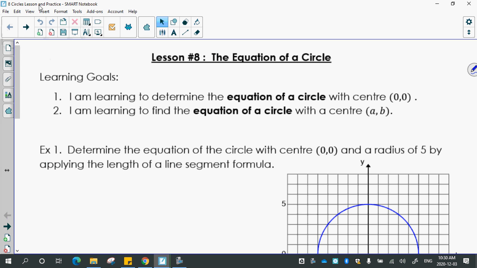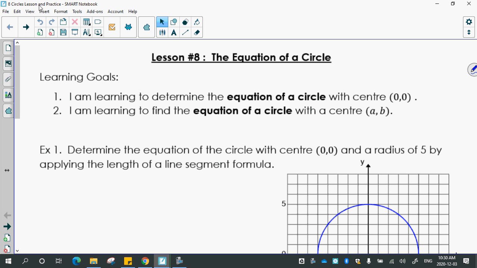Okay, so this lesson is on the equation of a circle. So far you know the equation of a line, and now today we're going to learn the equation of a circle. See how it looks different than the equation of a line is one thing we'll notice.